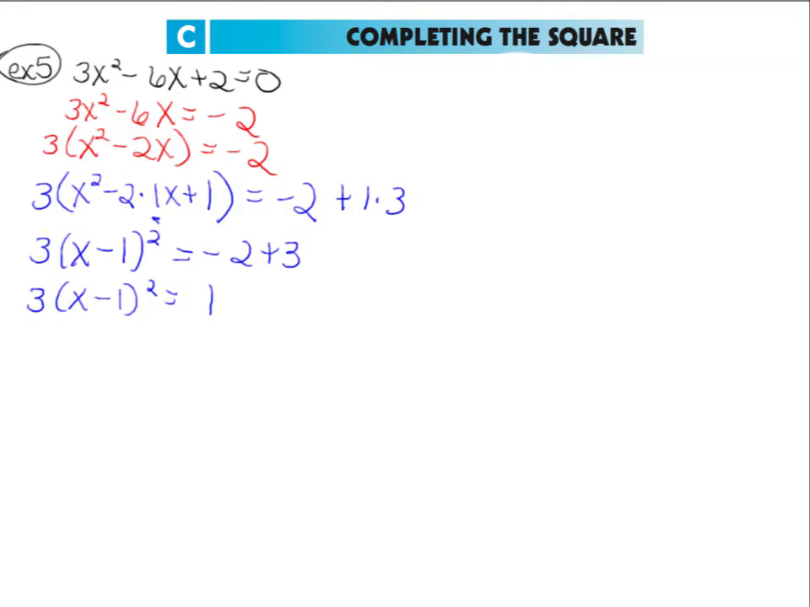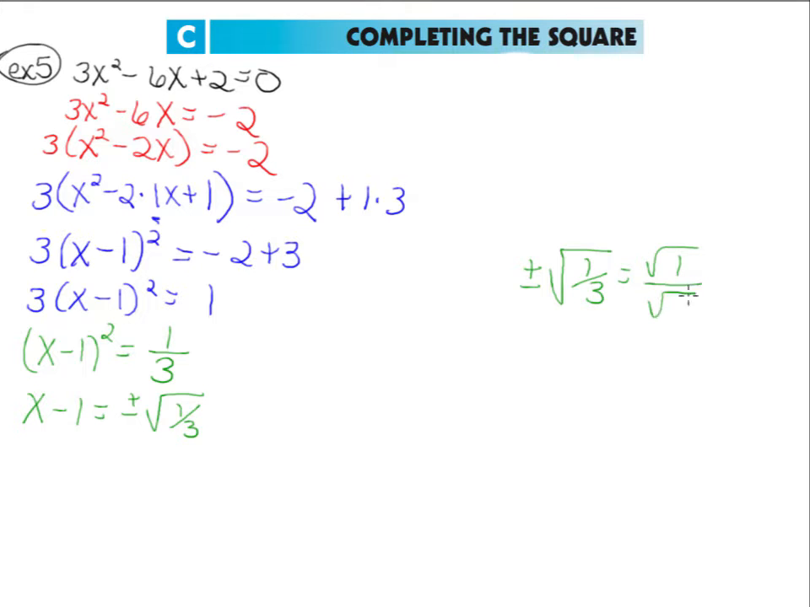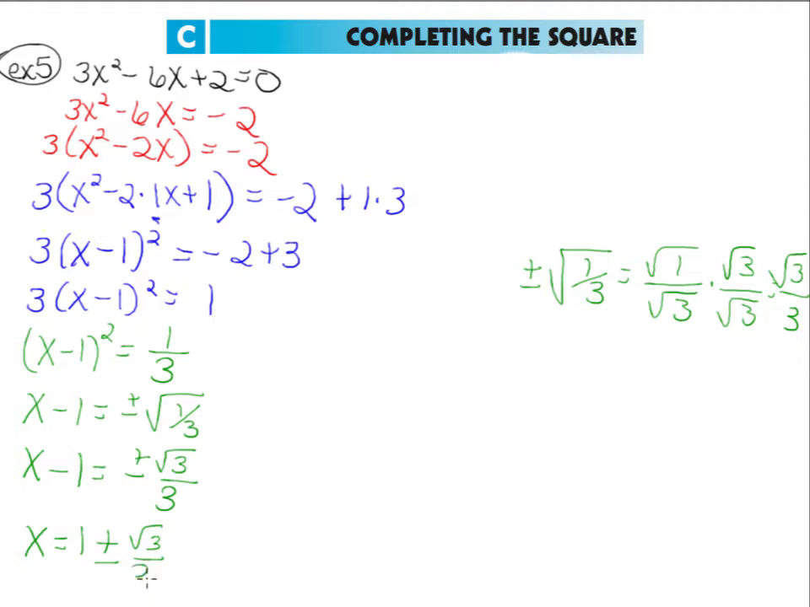Now we're going to solve this using our inverse order of operations. So we need to divide each side by 3. So that's x minus 1 quantity squared is equal to 1/3. Take the square root of each side, and I get plus or minus the square root of 1/3. Simplify the square root of 1/3 using processes learned previously in the year, and we find that x minus 1 is equal to plus or minus the square root of 3 over 3. Then we're going to add 1 to each side for a final solution to this quadratic equation.